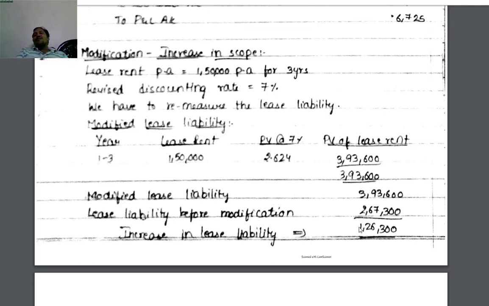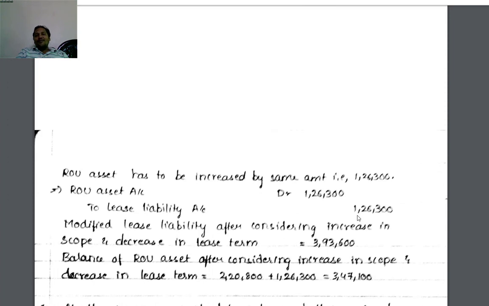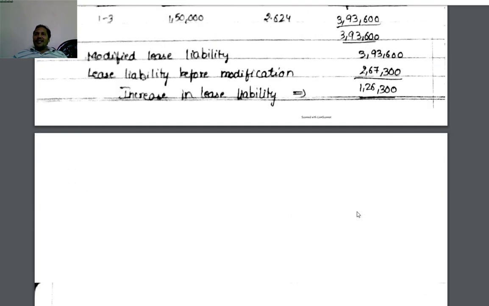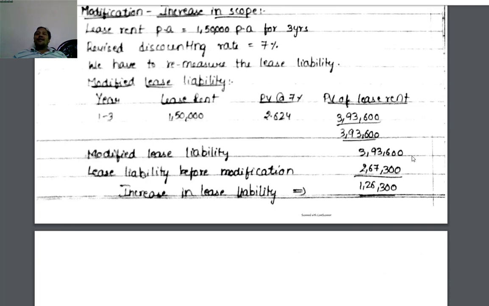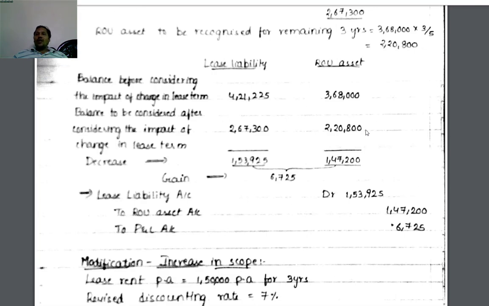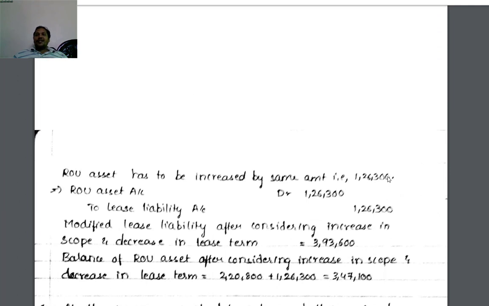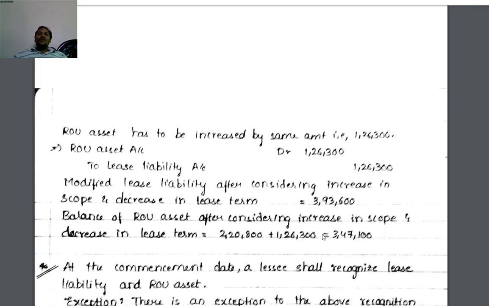Increase the ROU asset also by the same amount of 1,26,300. Now the entry is ROU asset account debit to lease liability account 1,26,300. Then the modified lease liability will come to 3,93,600, that is 2,67,300 plus 1,26,300. And the modified ROU asset balance comes to 2,20,800 plus 1,26,300, that is 3,47,100.